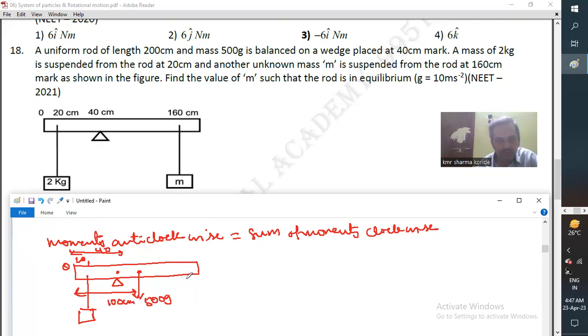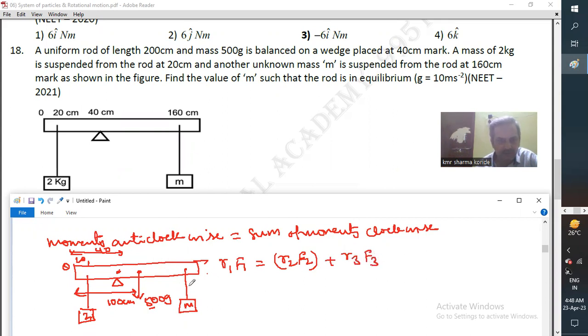There is one more weight at the 160 mark. That mass you need to find out. Every measurement is from the fulcrum, so use the principle of moments. First, for the case of the 2 kg body, it is R1, F1. It produces an anticlockwise sense of rotation, and both the weight of the scale as well as the unknown mass produce clockwise rotation. So R2, F2 is for the scale, plus R3, F3.